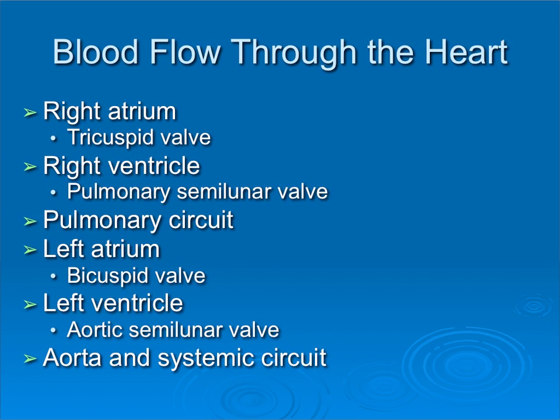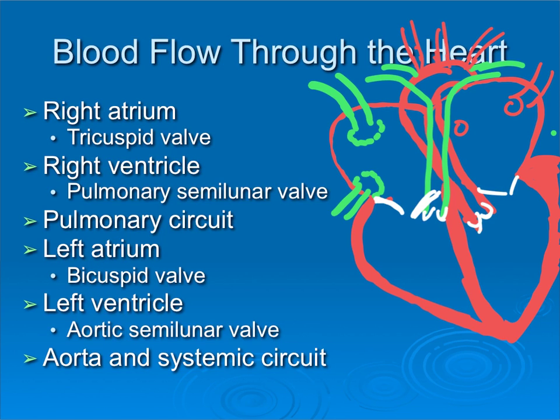Okay, so you need to understand the blood flow through the heart. So now we're going to look at how the blood flows through the heart. The blood's going to enter your right atrium through the superior vena cava and the inferior vena cava. From the right atrium, it's then going to flow past the tricuspid valve, or right AV valve, into the right ventricle.